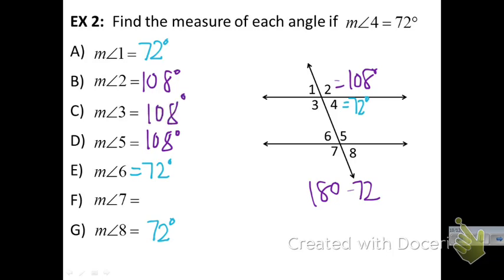And now I need to look at 7. I'm going to still use that 2 as I look at that 7. That 2 and the 7 are AEAs, alternate exterior angles, and I know that alternate exterior angles are congruent, so this is also 108 degrees.